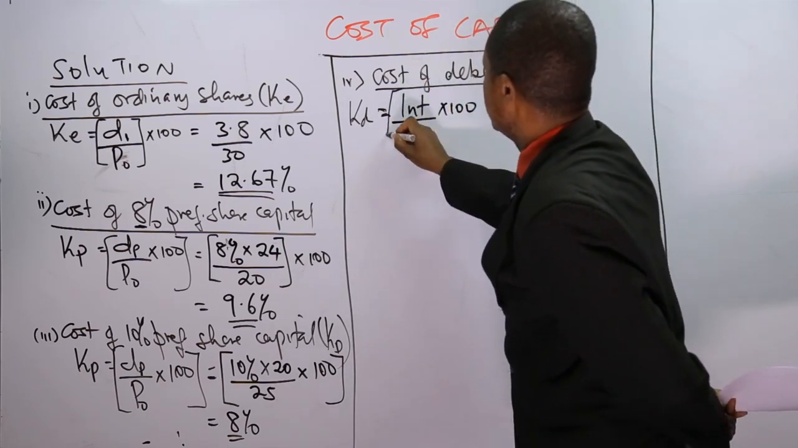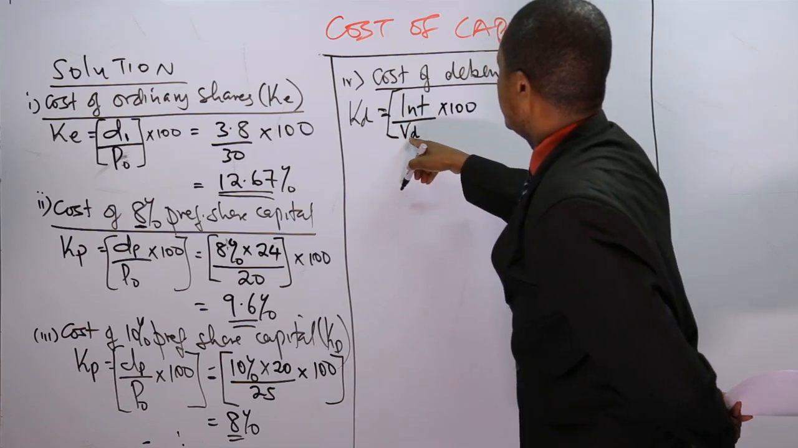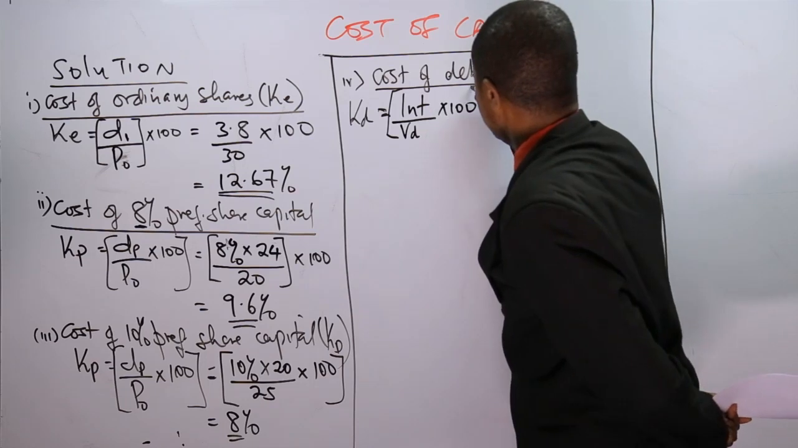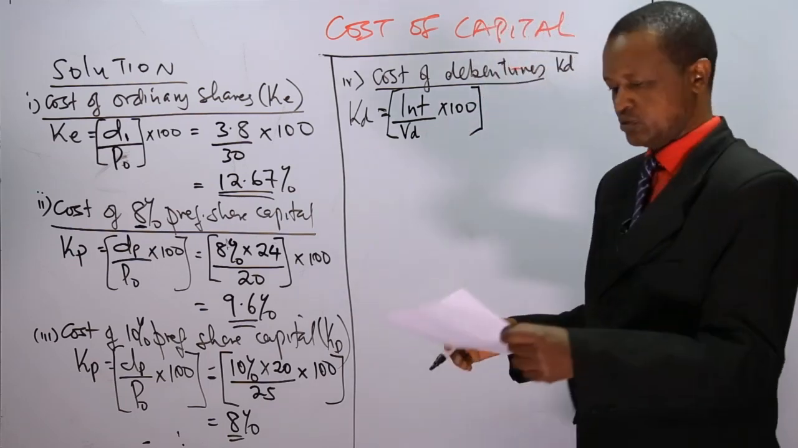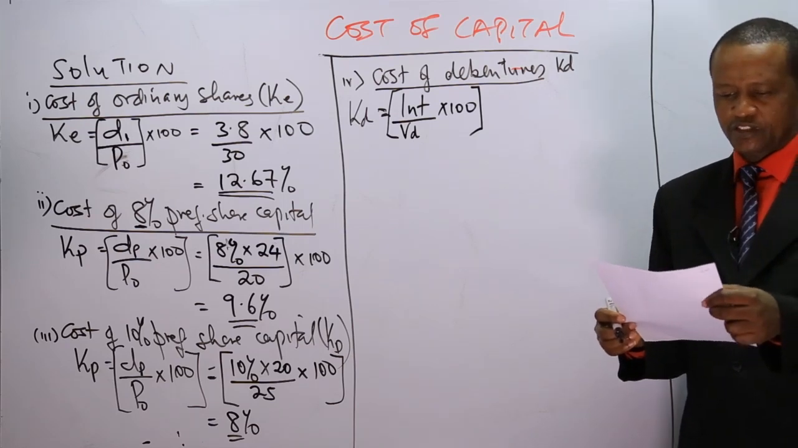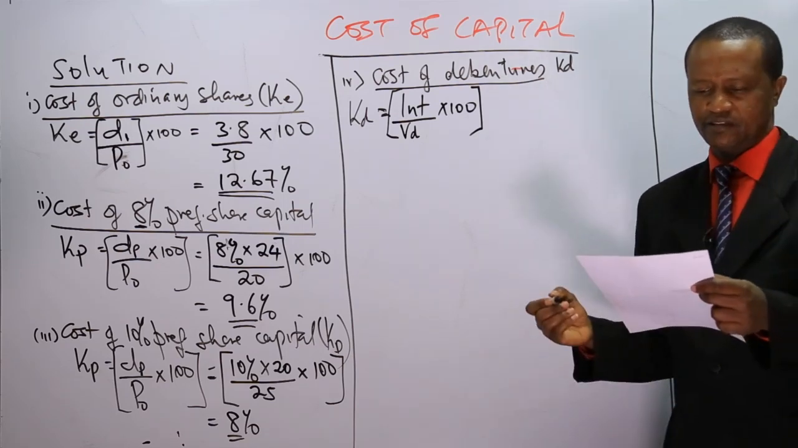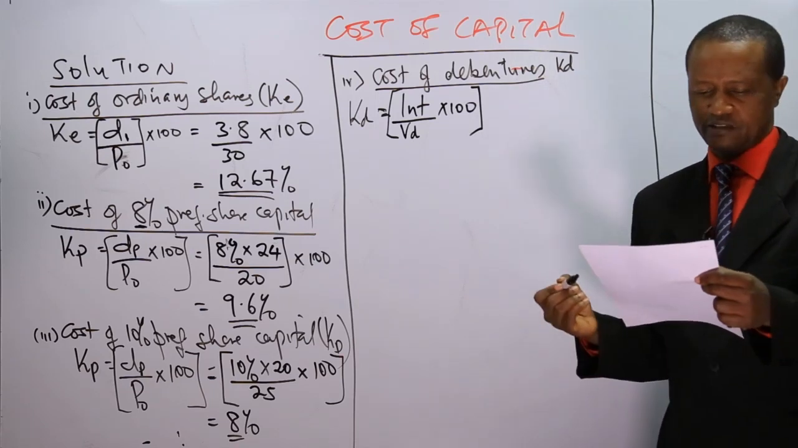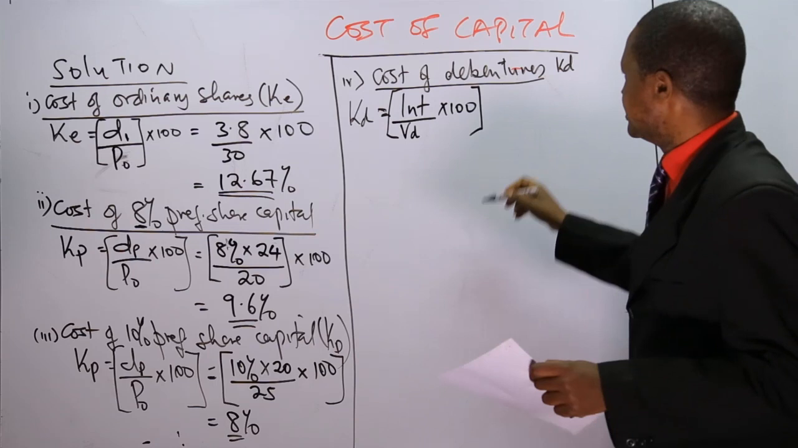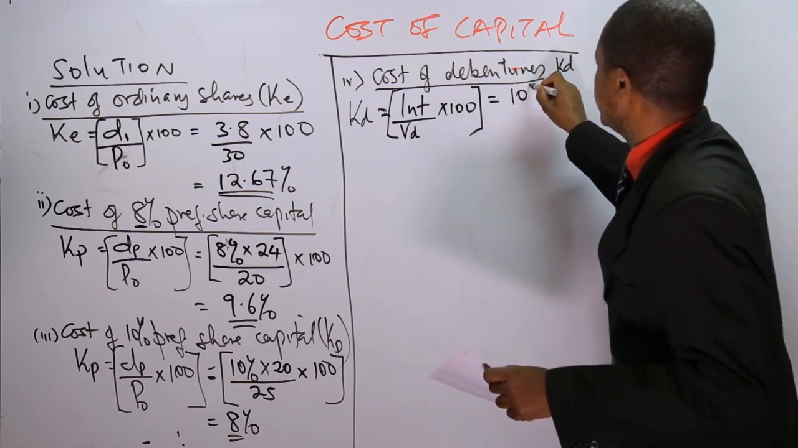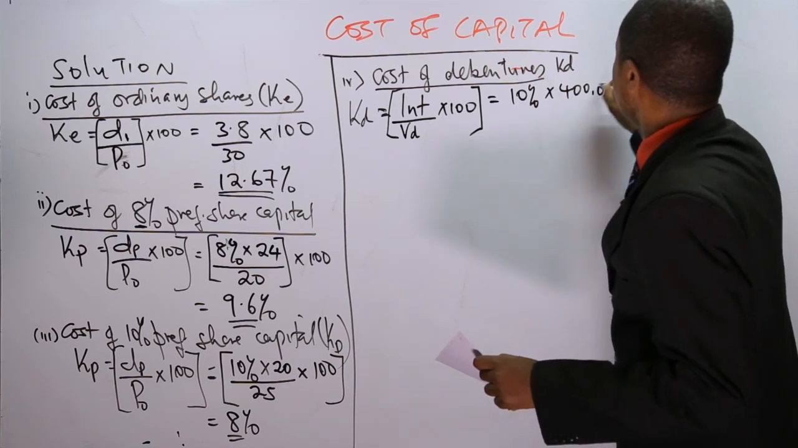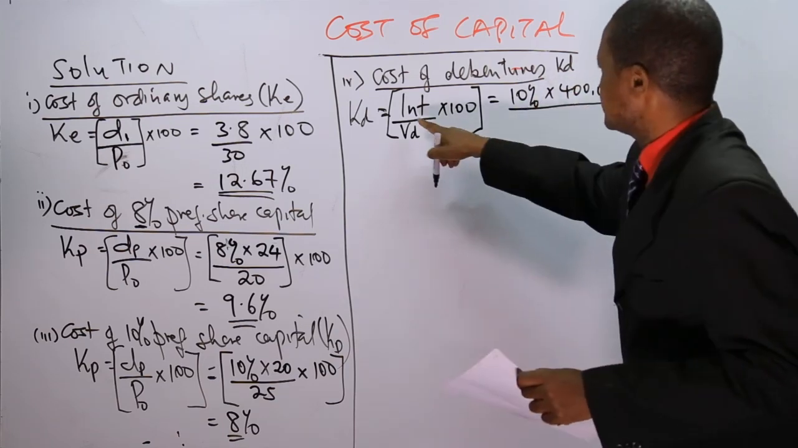The interest over the market price times 100. So what is the interest? The interest is 10%. So 10% of the par value, that will be the interest. So 10% of par value of 400,000, that will give us the interest.